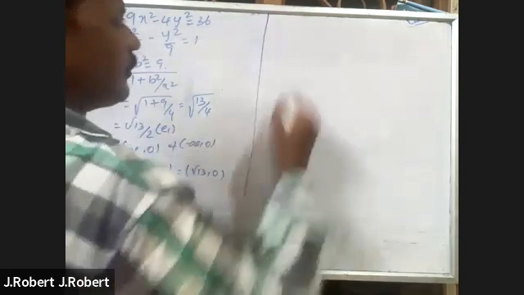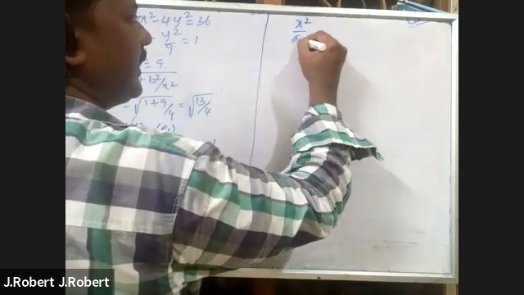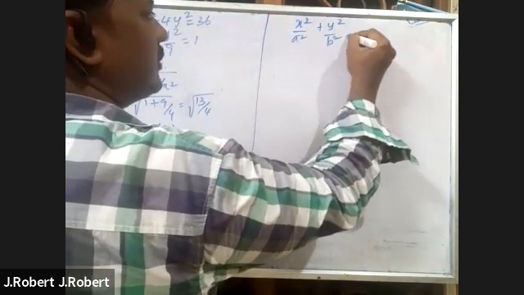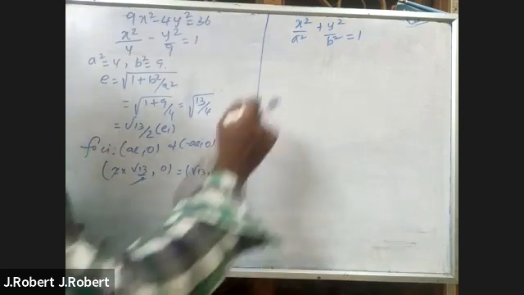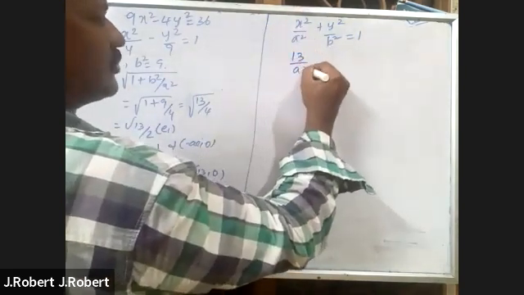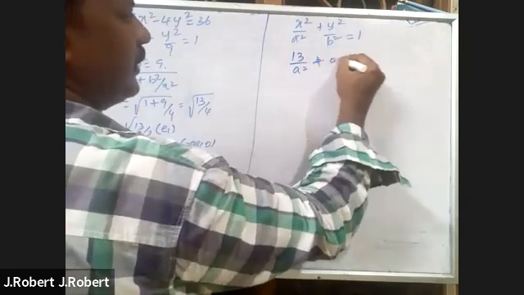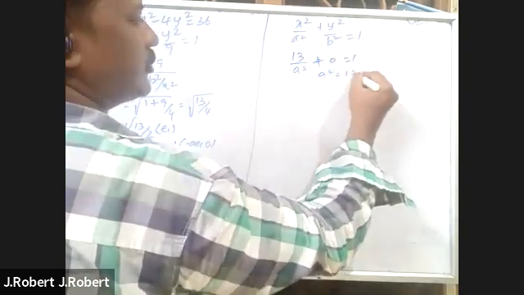Now the standard equation of the ellipse is x squared by a square plus y squared by b squared equals 1. It passes through the foci (root 13, 0). So root 13 squared by a square plus 0 equals 1. A square equals 13.